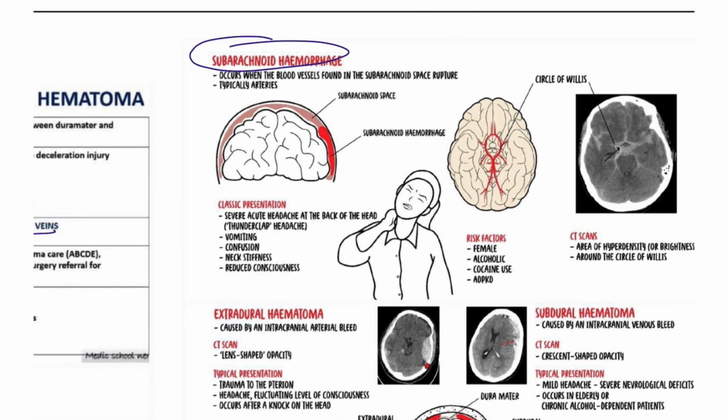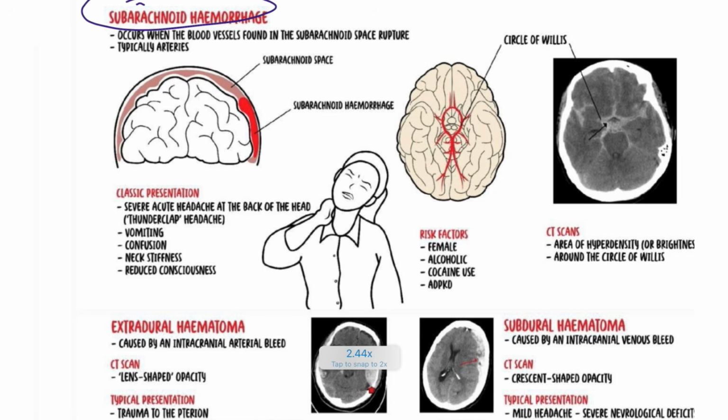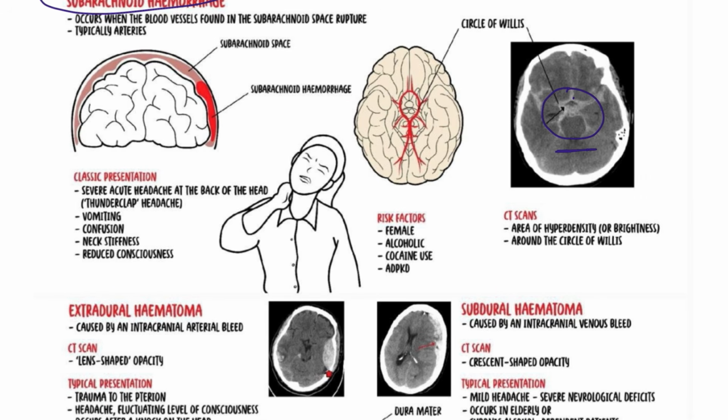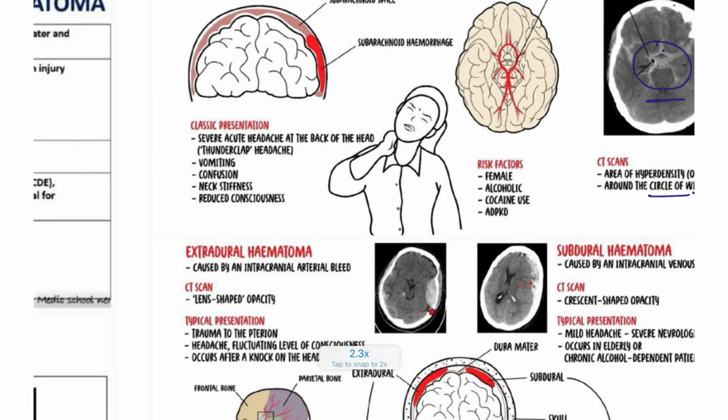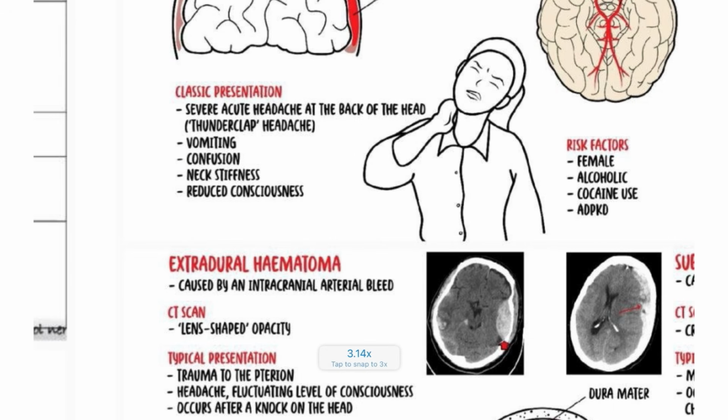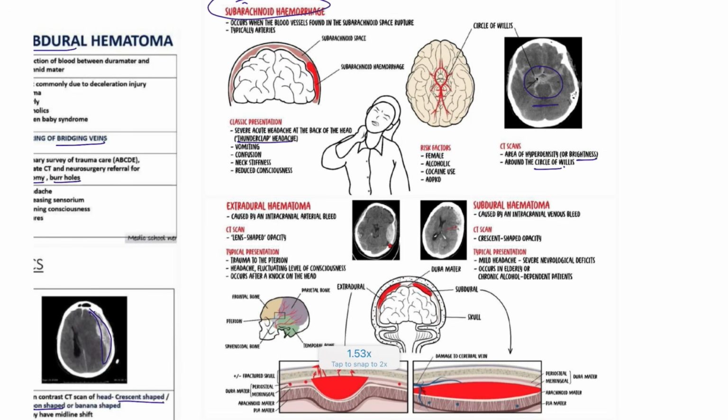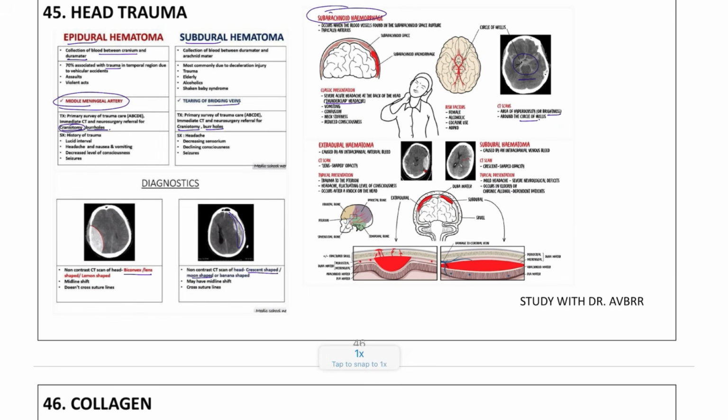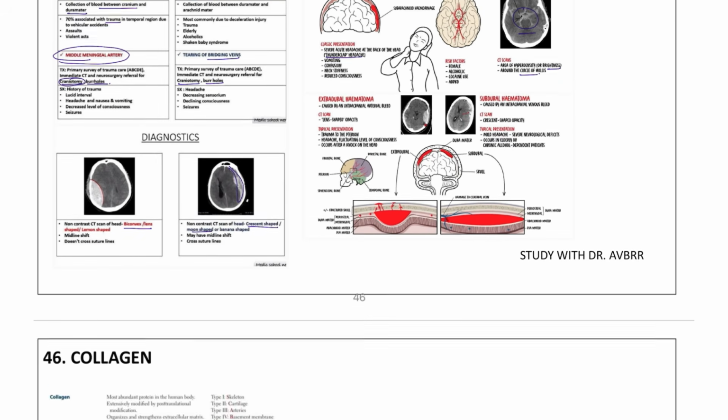Next, subarachnoid hemorrhage. Subarachnoid hemorrhage is associated with berry aneurysm rupture. You are going to see this kind of picture: hyperintensity and brightness seen around the circle of Willis. That is the presentation, and the patient will be presenting with a thunderclap headache. This is how we are going to differentiate the head trauma conditions.